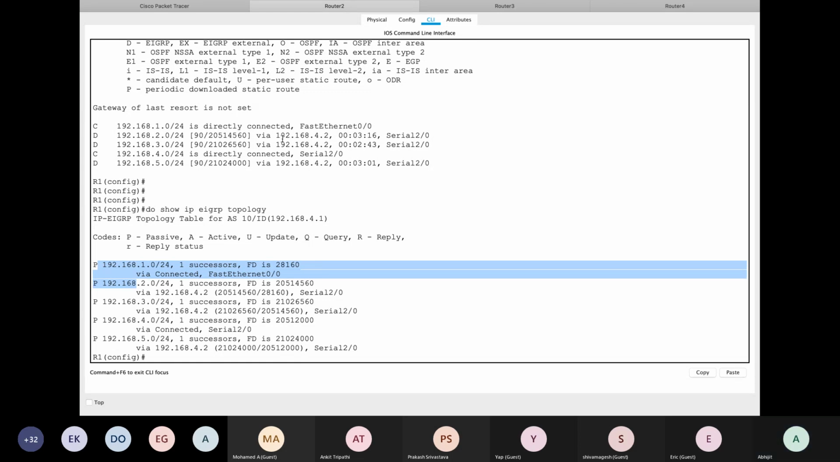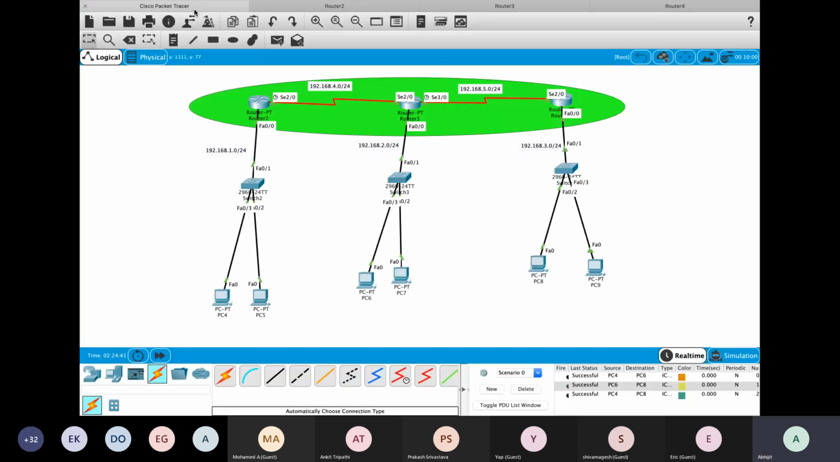So this is how you actually get to know about all three tables that EIGRP maintains, and then how you can make the communication possible by using EIGRP. Sounds good to you? Perfect. So go ahead, try this particular topology configuration and see if it works for you.